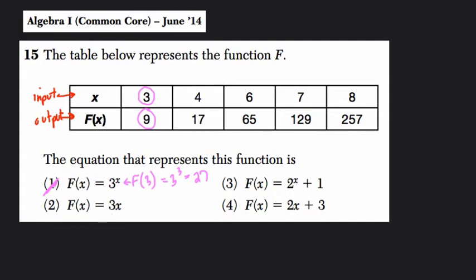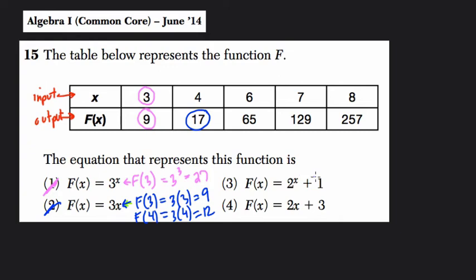Function number 2 works for the first input. In function 2, f of 3 equals 3 times 3, which is 9. It works for the first one. Then keep going, keep checking. F of 4, however, equals 3 times 4, which is 12, but the table output should be 17, so it doesn't work.